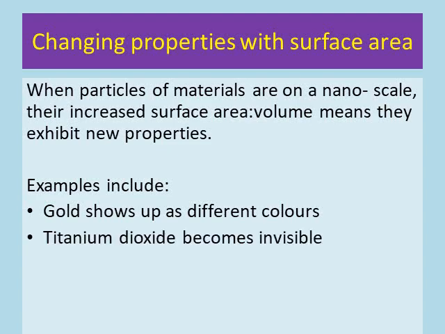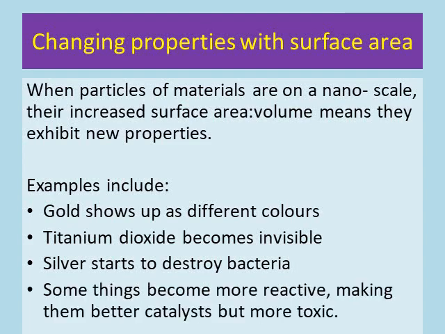Titanium dioxide normally is white, but it becomes invisible on a nanoscale. And silver, if you've got like a silver ring, for example, that probably won't destroy bacteria, but if you have small enough nanoscale particles of silver, then it can destroy bacteria. And some other things can become more reactive, which means that they're good at being catalysts, but it's also going to mean that they're more toxic.